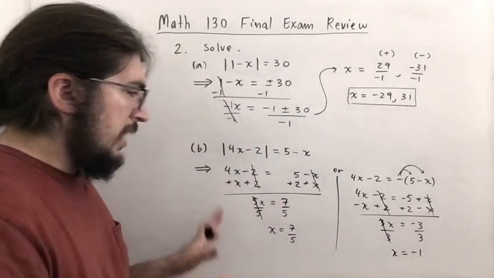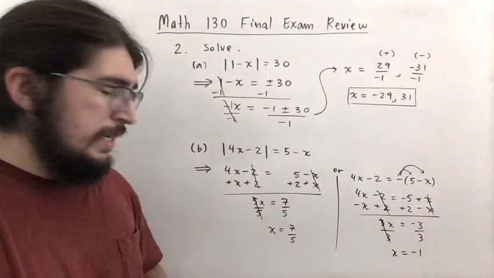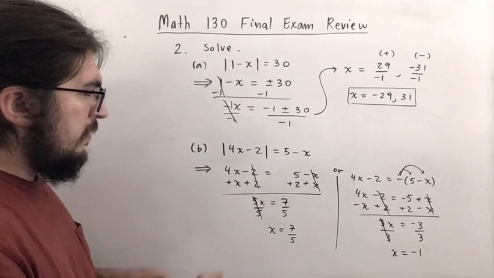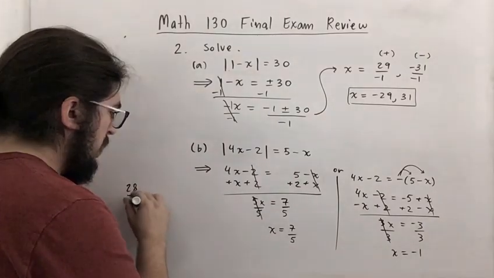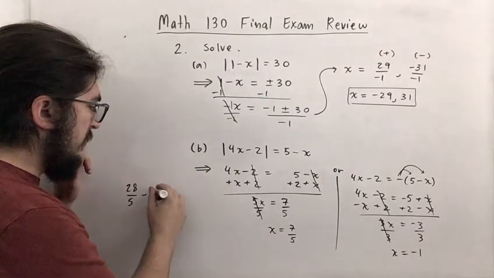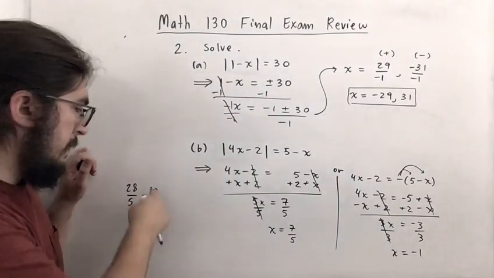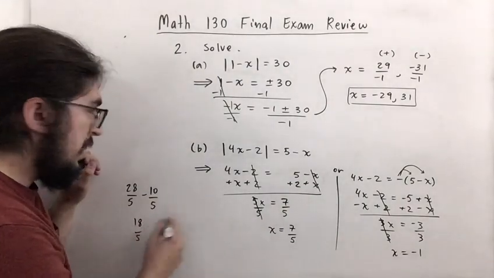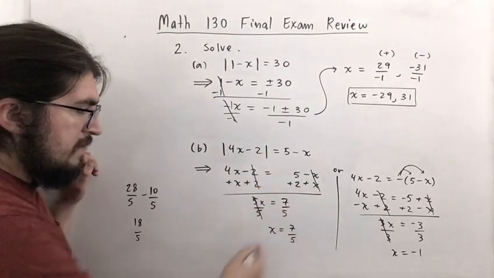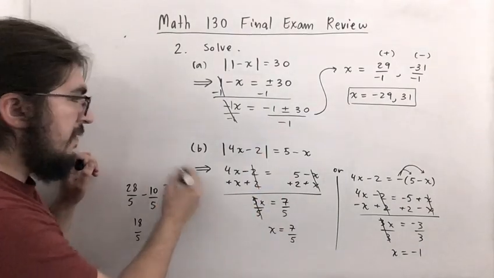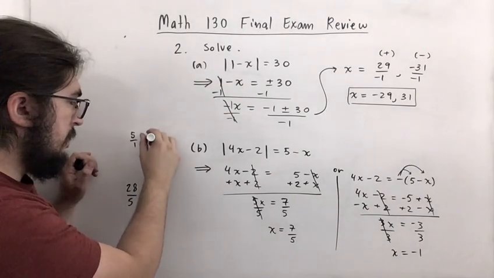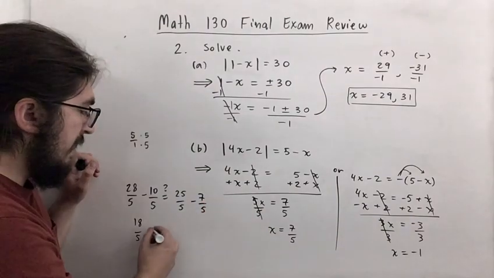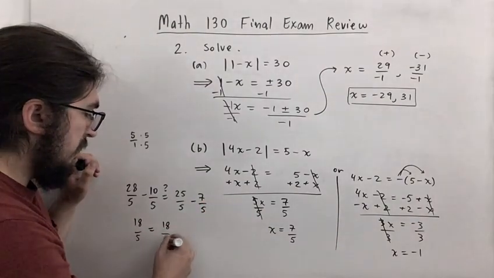So now let's check these by plugging them in. They actually both work, I think. So notice when we plug 7 over 5 into this, we get 4 times 7 over 5, which is 28 over 5. Minus 2, you can think of 2 as 10 over 5, right? It's 2 over 1, we'll multiply by 5 to get this. So this is 18 over 5 in the end. The absolute value of that's that still. And then what's 5 minus 7 over 5? Well, 5 is 5 over 1, which you can write as 25 over 5. Minus 7 over 5, and yes, indeed, 25 minus 7 is 18, so you get 18 over 5.